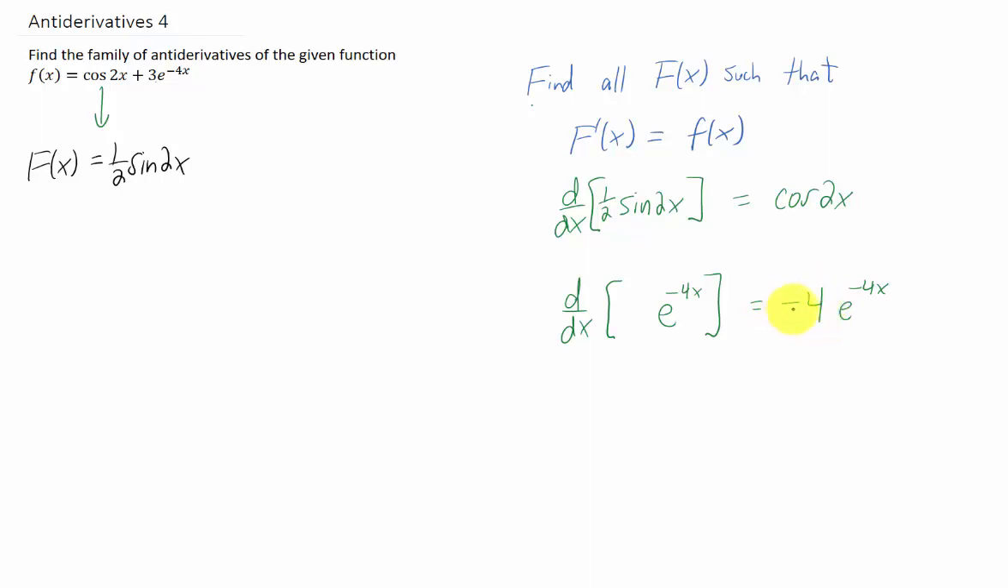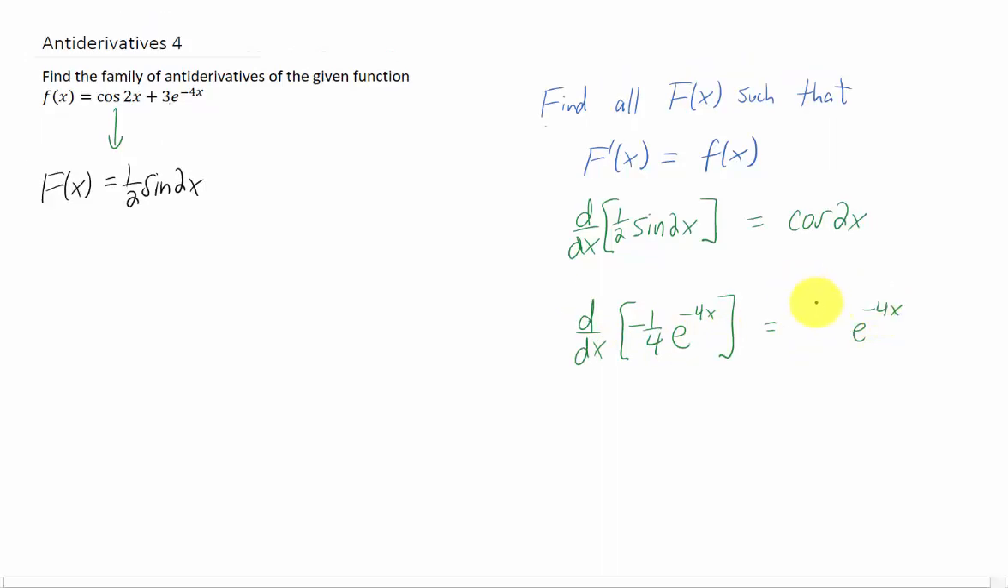We can take this negative 4 and divide it over to this side of the equation, and now it's a true statement that the derivative of negative 1/4 e to the negative 4x is just e to the negative 4x. But it's still not exactly what we want. We want a function whose derivative is 3e to the negative 4x. How do we make that happen? Well, we can just multiply both sides of the equation by 3. That would put a 3 here and a 3 here.